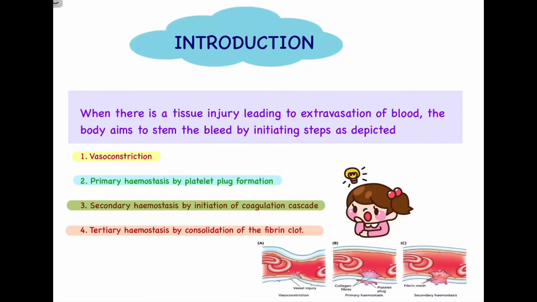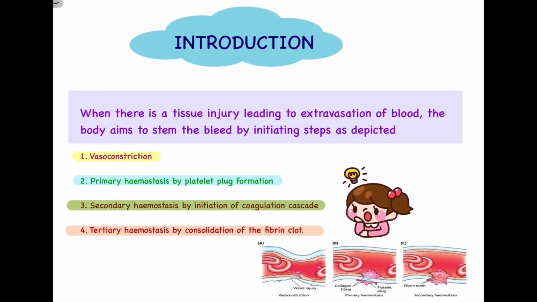So let's try to understand this topic. What happens when there is a tissue injury? You might all have observed that whenever there is any kind of injury, be it small or large, it leads to extravasation of the blood. Whenever there is even a small prick in your finger, the first response is extravasation of the blood, right? And as a natural tendency, our body tries to cease the blood flow. It tries to stem the bleed by initiating various steps.